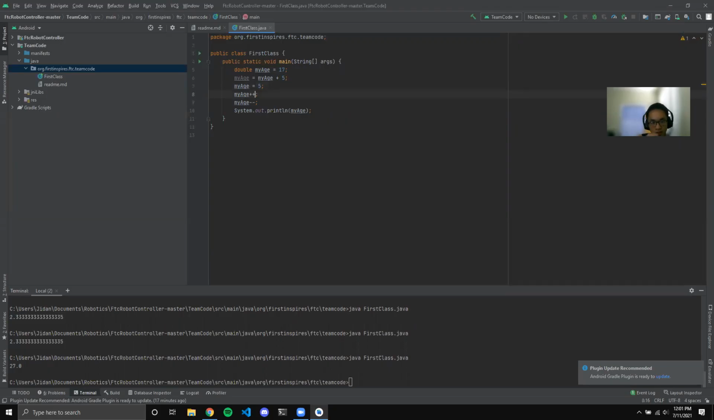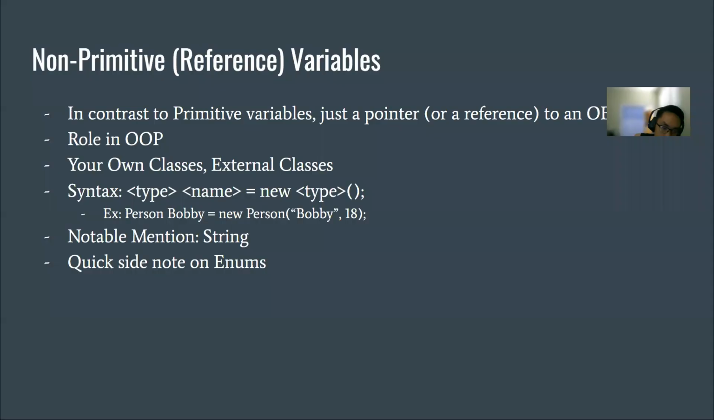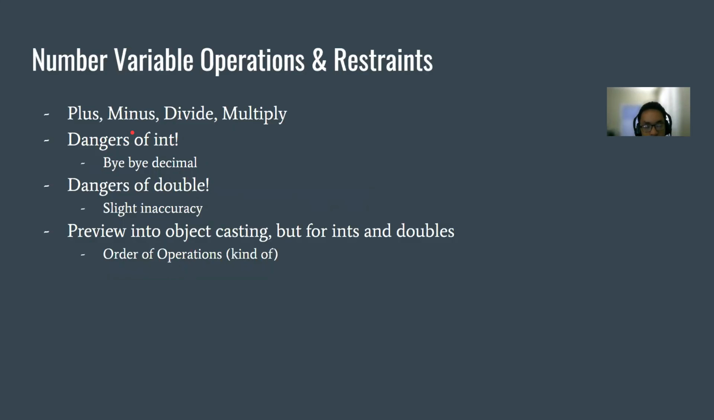Okay. But you can't do this. That doesn't work. Double slash is actually just a comment, and I'll talk about comments later. And yeah, that's basically it for number variables and primitive types.